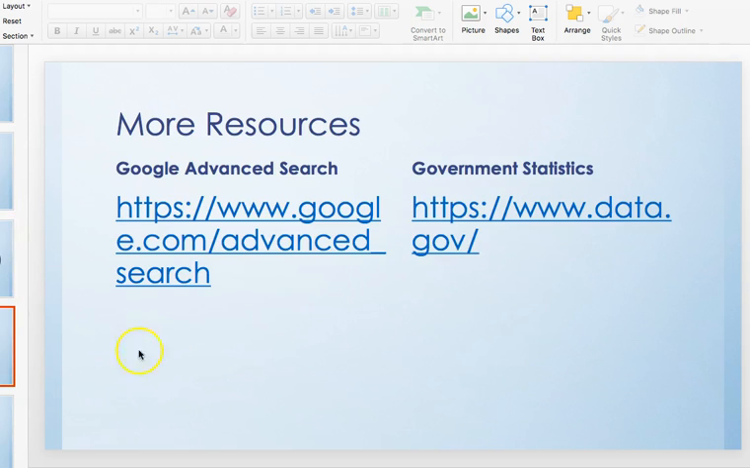Now, more resources that would be really helpful are Google Advanced Search. This is a really great resource. It'll help you narrow down your search based on specific criteria. And if you are looking for government statistics to back up your thesis or your claim, then check out www.data.gov. You can search based on topics, such as health issues, and you'll be able to easily find statistics. And statistics, of course, are a great way to back up your claim.